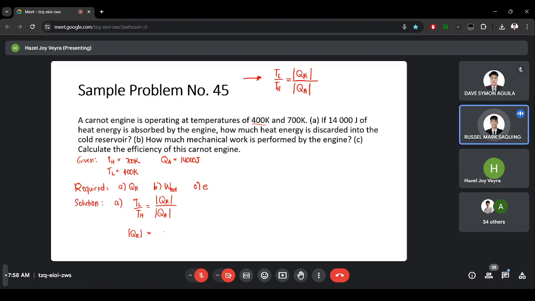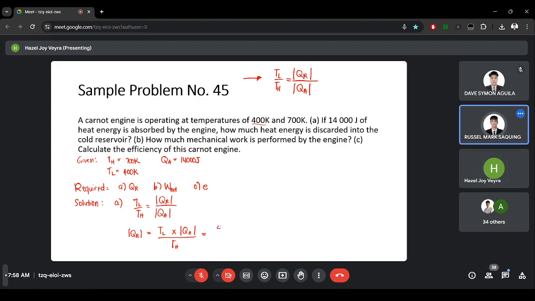QR is equal to TL times the absolute value of QA over TH. Correct. And let us substitute. So what is TL, class? Mr. Saki.